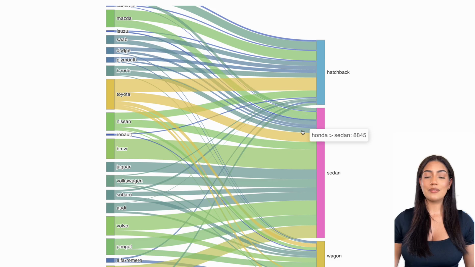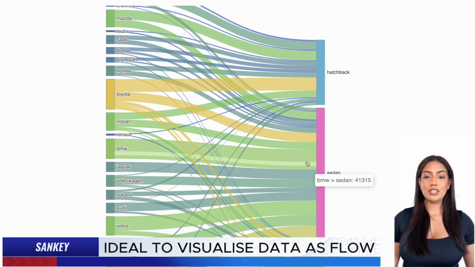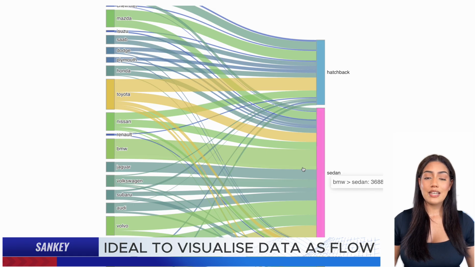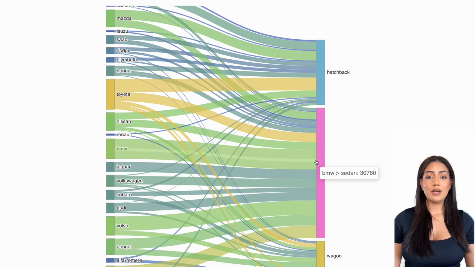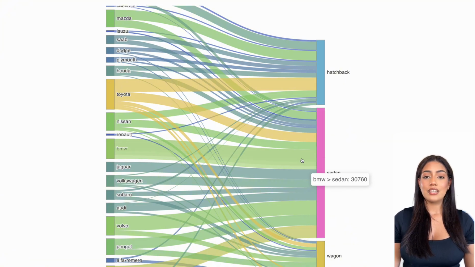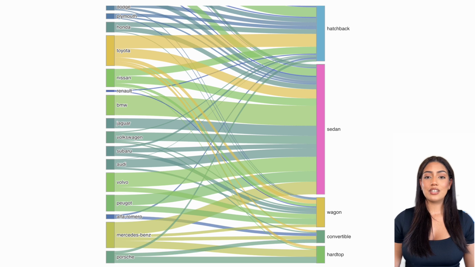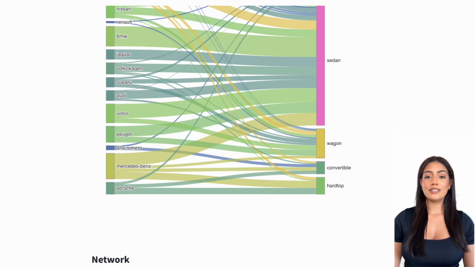A Sankey diagram is a powerful and elegant visualization used to depict flow. Here we see a flow between car brand and body style, and we can observe that most of the cars are sedan, and BMW has the most number of sedan cars. Such a flow-based visualization has revolutionized data visualization, and it is also very nice to look at.